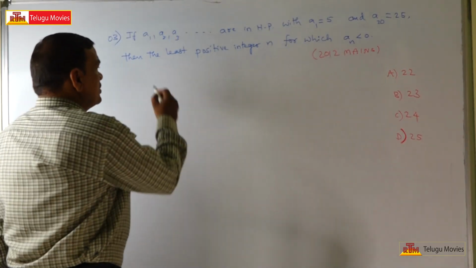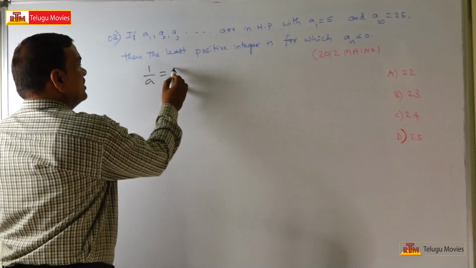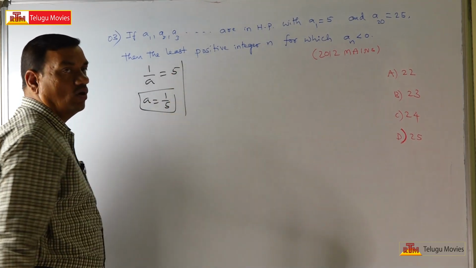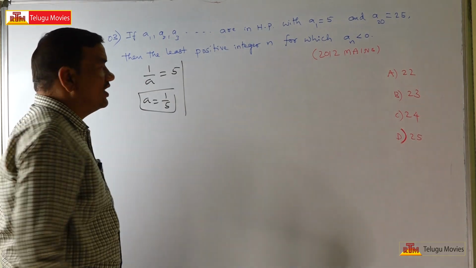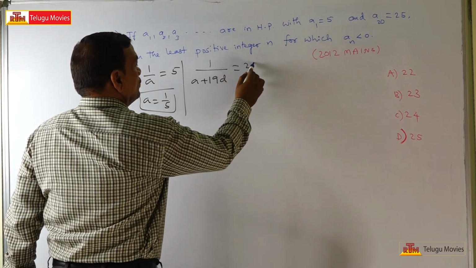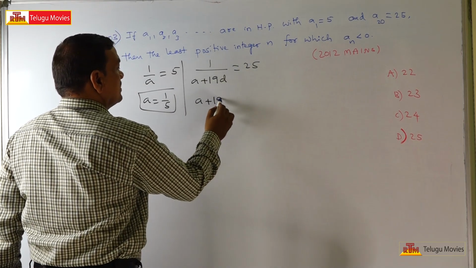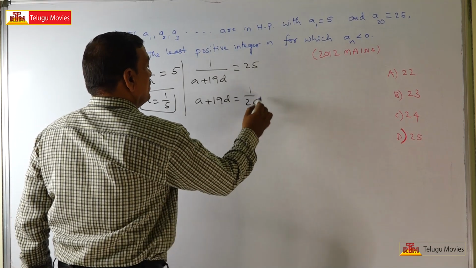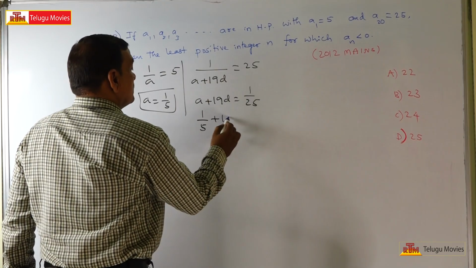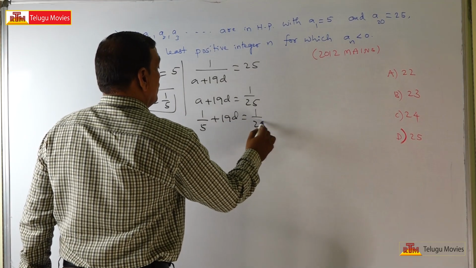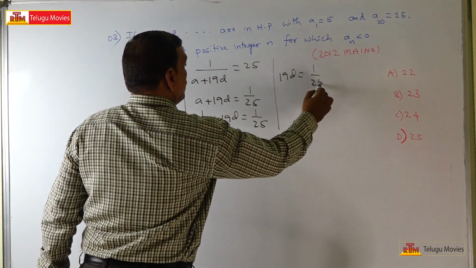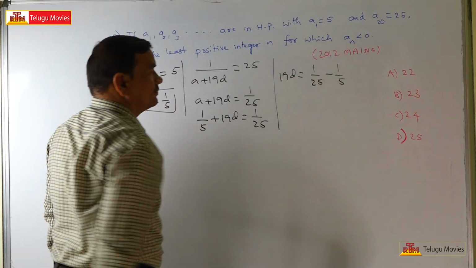In harmonic progression, the first term is 1 by a, that is equal to 5. This implies a is equal to 1 by 5. Okay now. The 20th term is 1 by (a plus 19d) is equal to 25. That is a plus 19d is equal to 1 by 25. Your a value is 1 by 5, so 1 by 5 plus 19d is equal to 1 by 25. So, this implies 19d is equal to 1 by 25 minus 1 by 5.